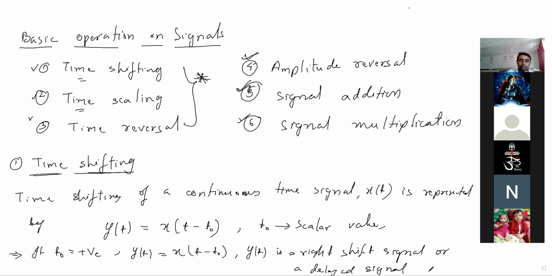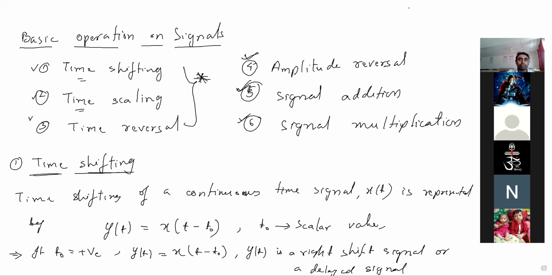So please take note. I'm going to create a new slide. The time shifting of a continuous time signal x(t) is represented by y(t) equal to x(t minus t naught), where t naught is a scalar value. If t naught is positive, then the given equation remains similar: y(t) equal to x(t minus t naught), and y(t) is now a new signal, a right shift signal, or you can say a delayed signal. Why is it said so? Let me give a graphical representation.